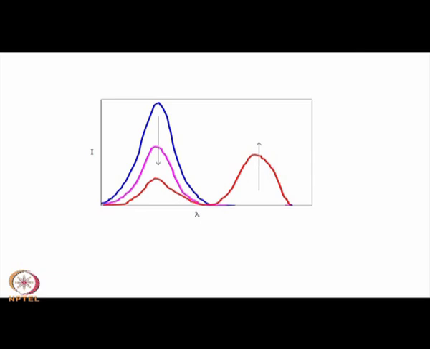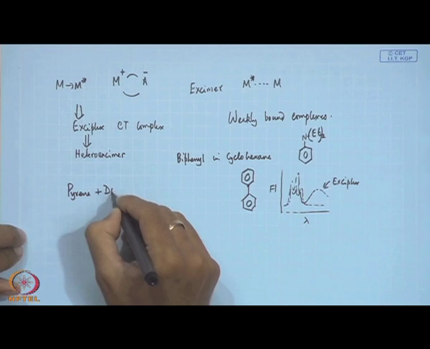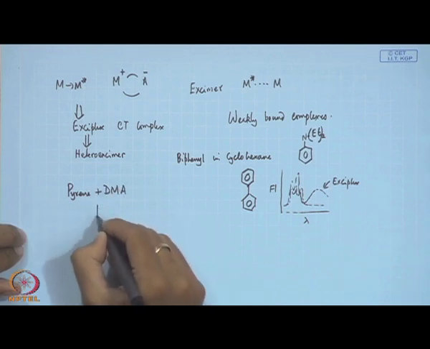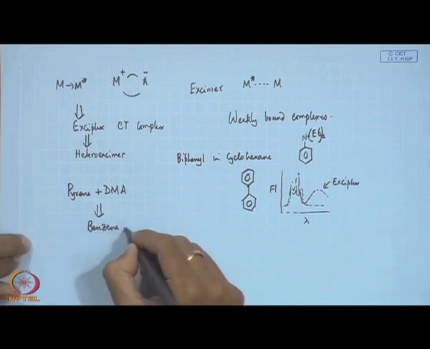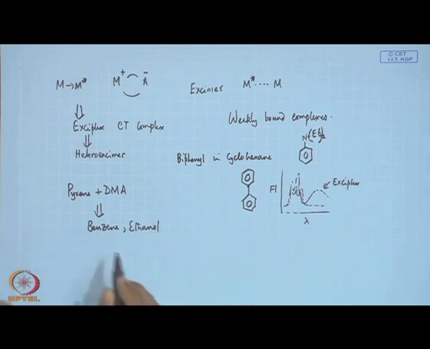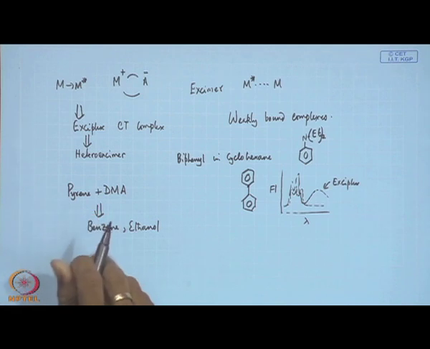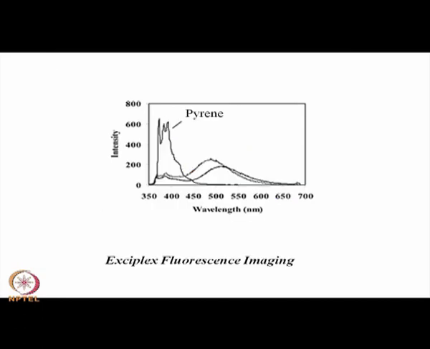Now, a typical example will be if you have pyrene plus, say, dimethyl aniline or diethyl aniline, in say benzene or maybe in ethanol or maybe another solvent. Especially in benzene, you will be getting a good exciplex emission. Pyrene is a classic example of this.